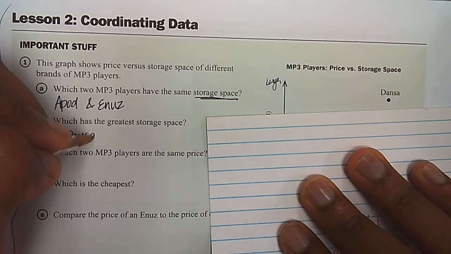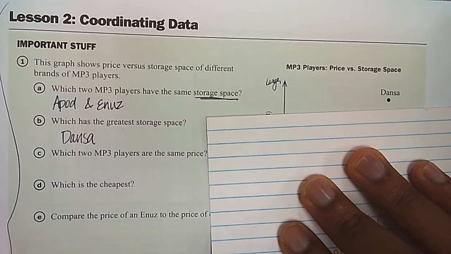would be Dancer. Ha! Get it? I'm sorry. Like dancing? Dancer?